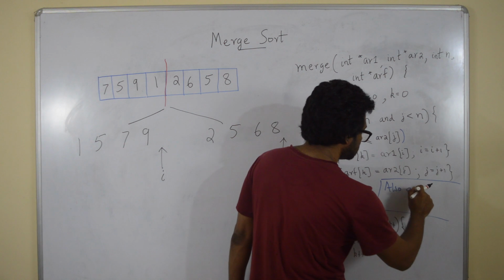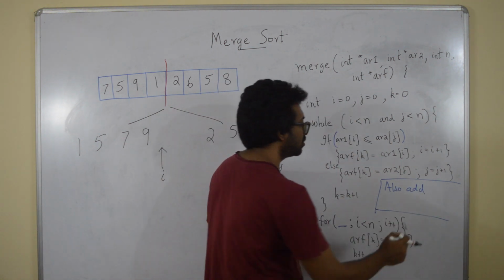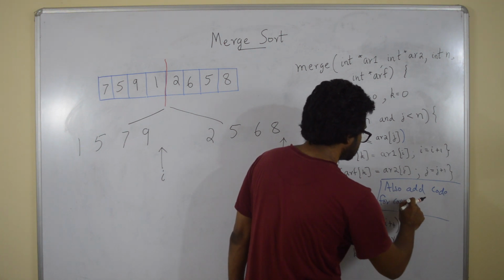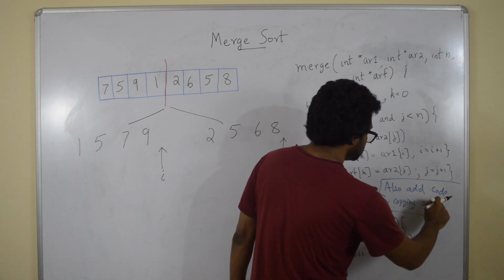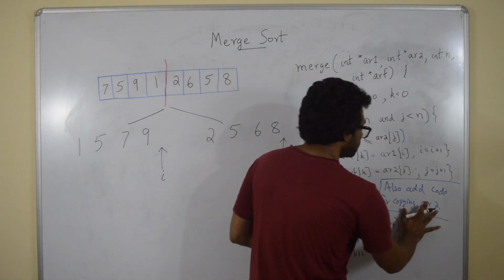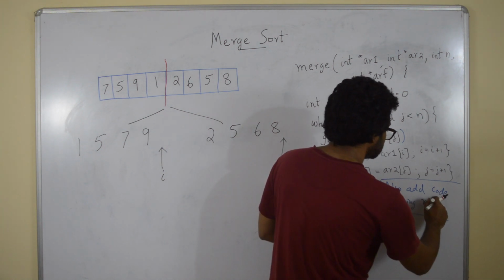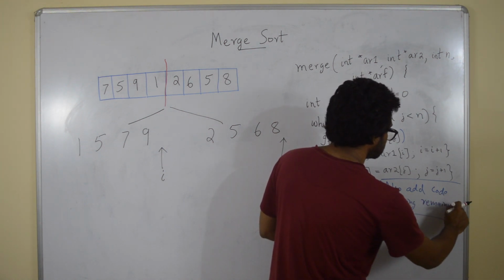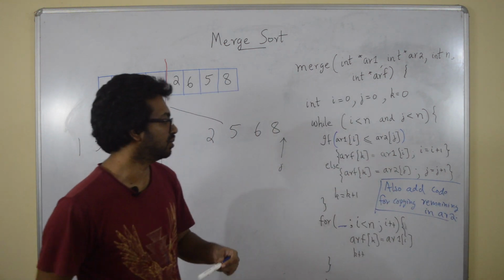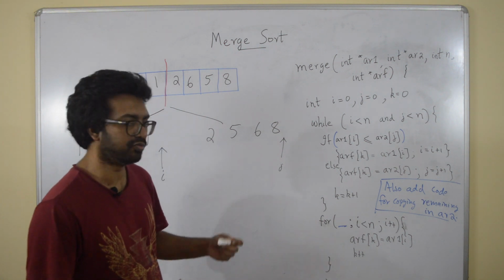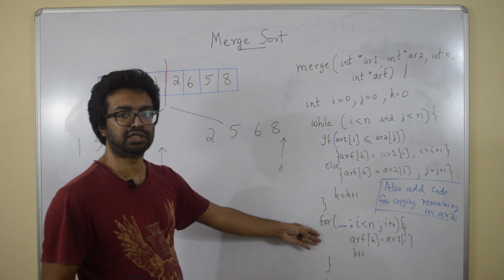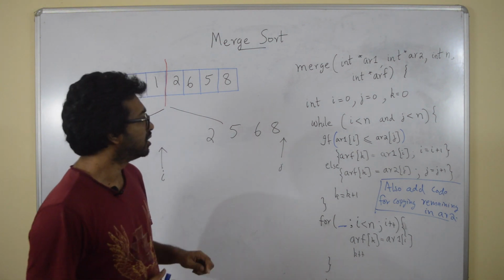Also add code for copying. Okay, so whatever is remaining in AR2, whatever is remaining in AR2 also you need to add a for loop for copying that also. So I'm skipping that, but you know how to do it because it's just symmetric to this. Okay, so this is merge.